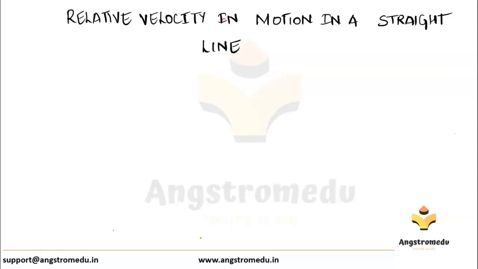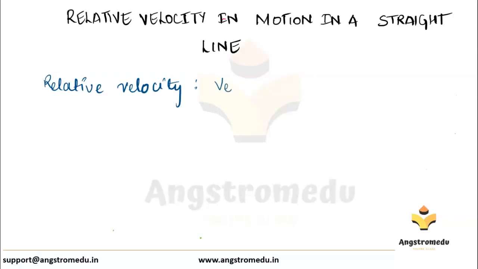Today we are going to learn about the topic relative velocity in motion in a straight line. So firstly, we should know the meaning of relative velocity. So what is the meaning of relative velocity? Simply, relative velocity is defined as the velocity of an object with respect to another observer.